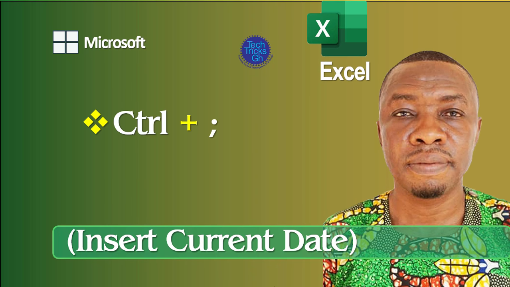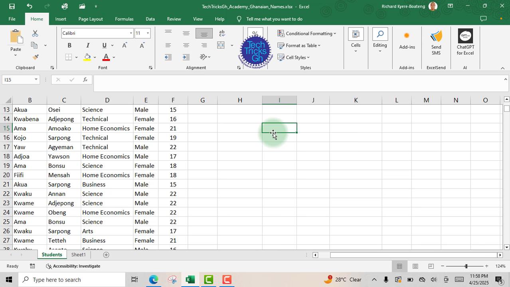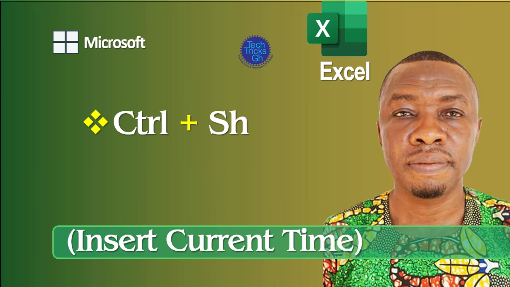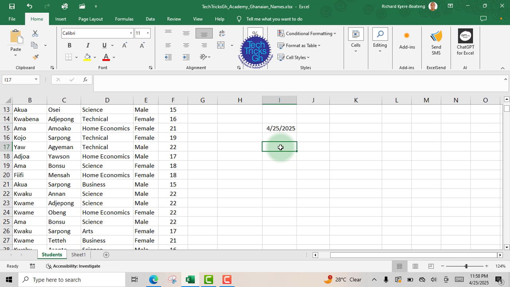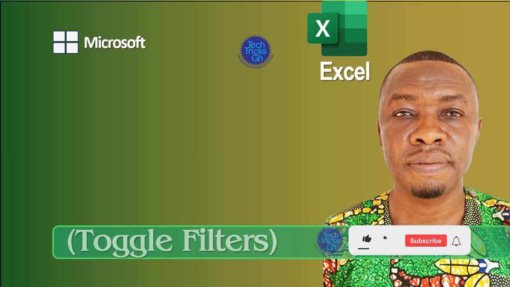Control semicolon, insert current date. To add today's date without typing, press Control semicolon. It is useful for logs or time-stamping records. Control Shift semicolon, insert current time. To insert the current time instantly, press Control Shift semicolon. It is ideal for tracking or logs.